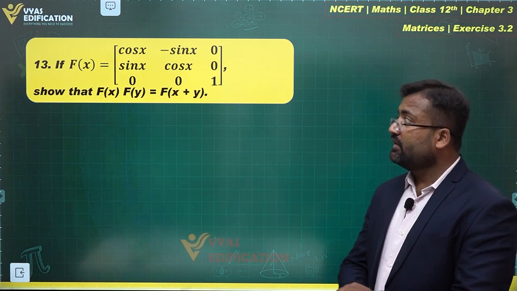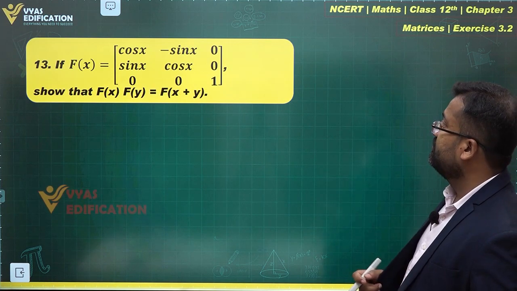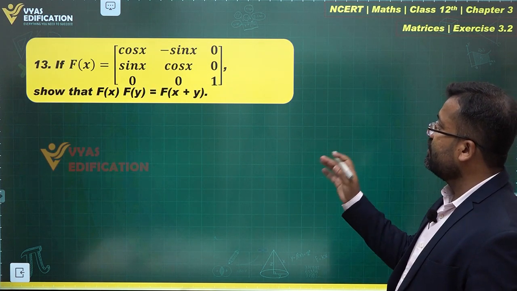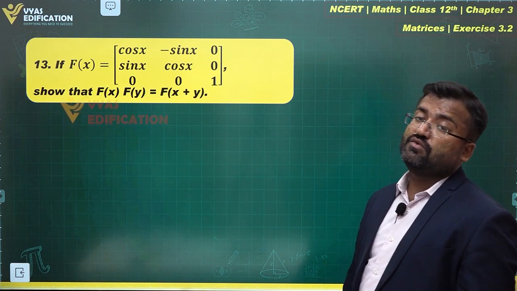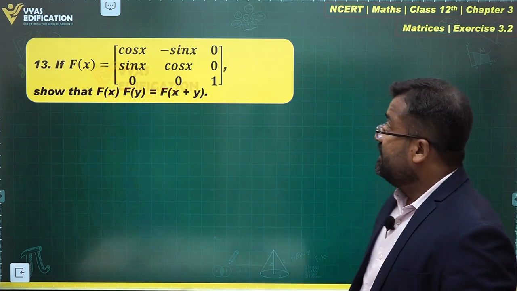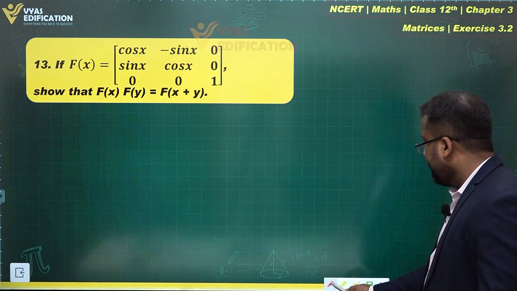Let us take a look at this question. If f(x) equals the matrix [cos x, minus sin x, 0; sin x, cos x, 0; 0, 0, 1], show that f(x) times f(y) is equal to f of (x plus y). This is what we are asked to do. This is a very special matrix. It is sometimes also referred to as the transformation matrix.